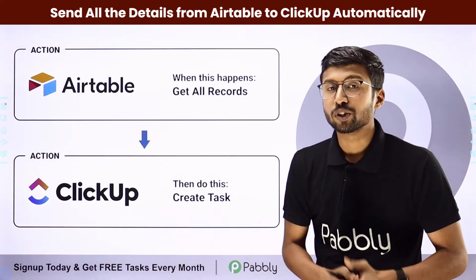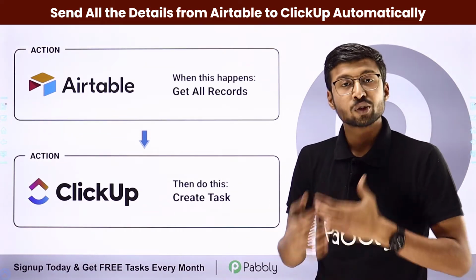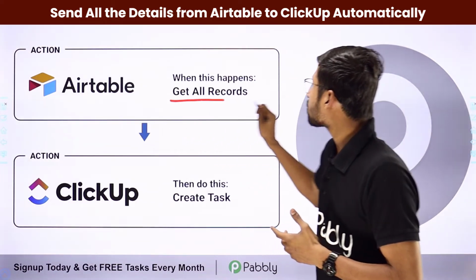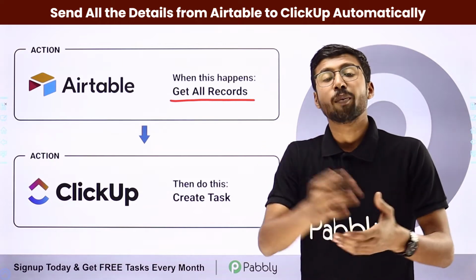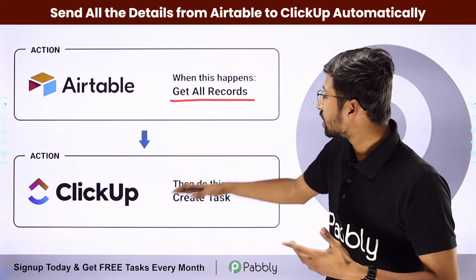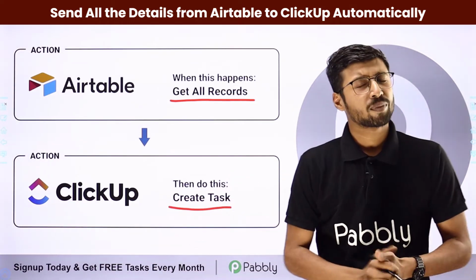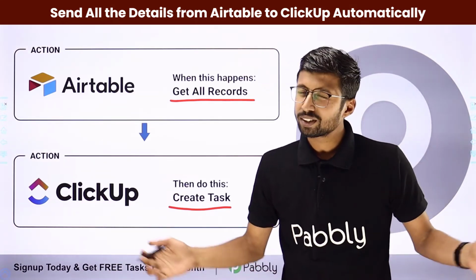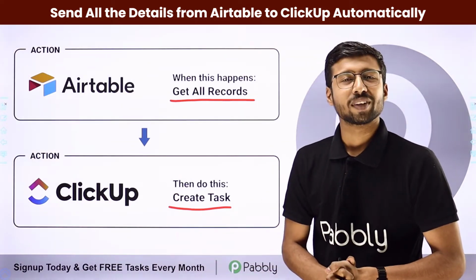To set up this automation, we are going to use Pabbly Connect. In Pabbly Connect, first we will get the details or all the records from Airtable, and then we will send those details and create new tasks in ClickUp. Now guys, how can you set up this automation? To know this, you have to come with me to my screen.